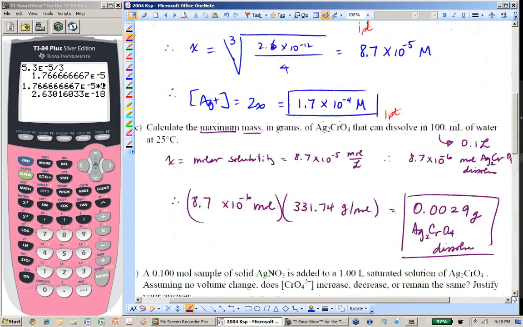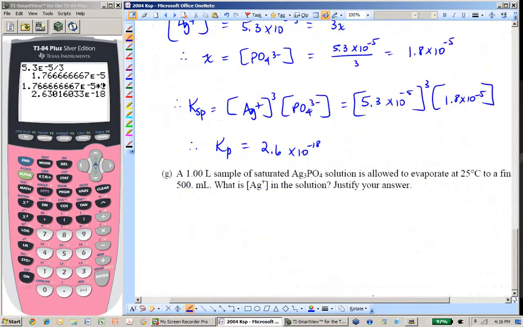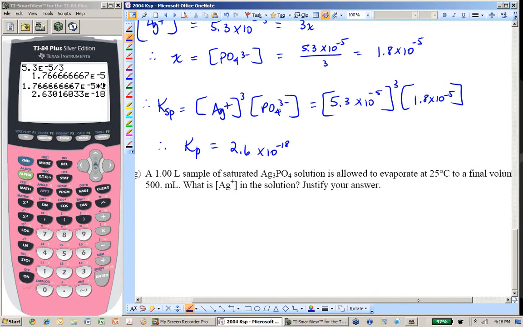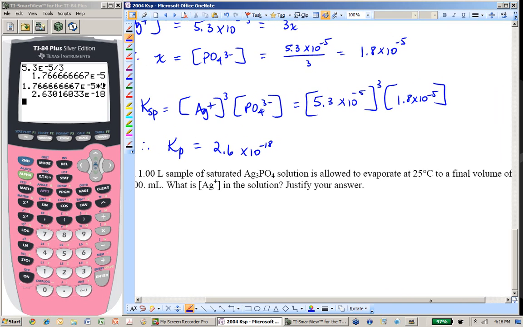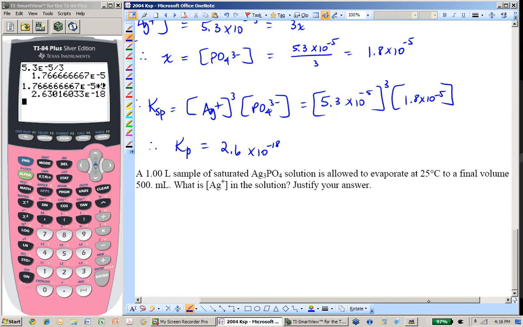I haven't talked about points since part B. So I'll do that. I'll just finish this off because we're almost done. And I'll come back and get all the points for you. A 1 liter sample of this saturated silver phosphate solution is allowed to evaporate at 25 degrees Celsius to a final volume of 500 milliliters. So what? This is volume independent.